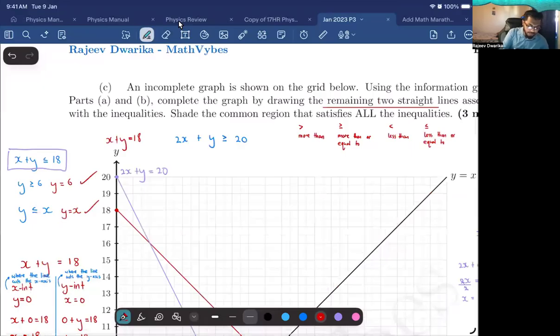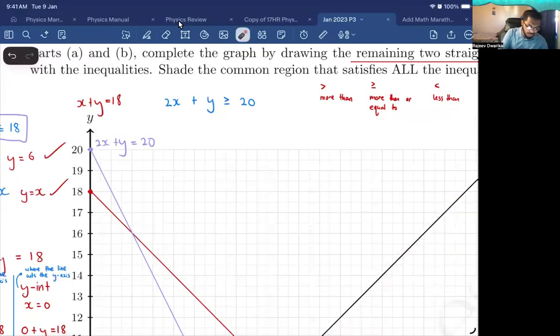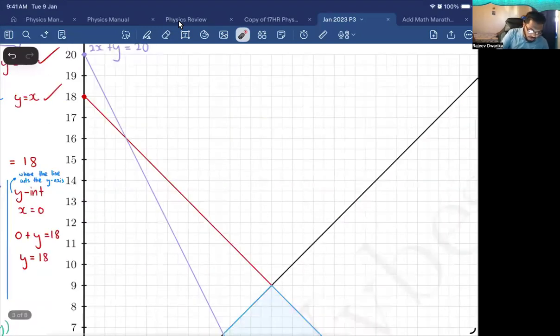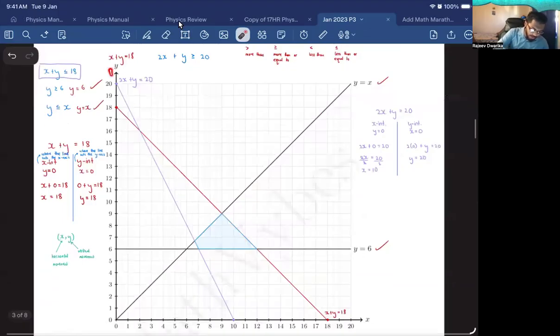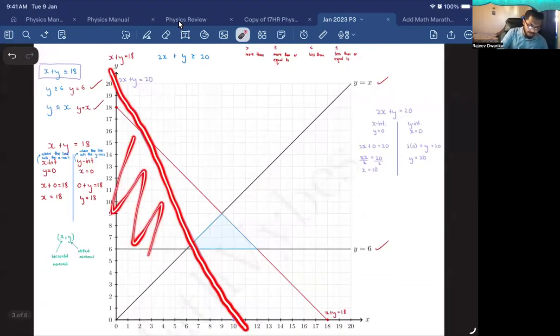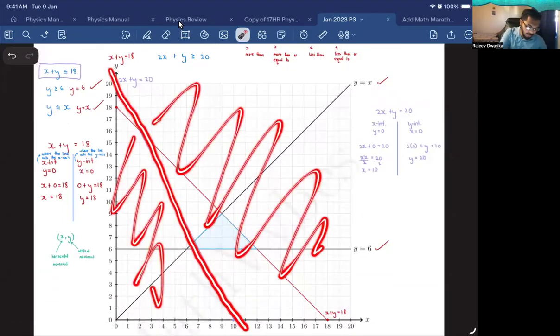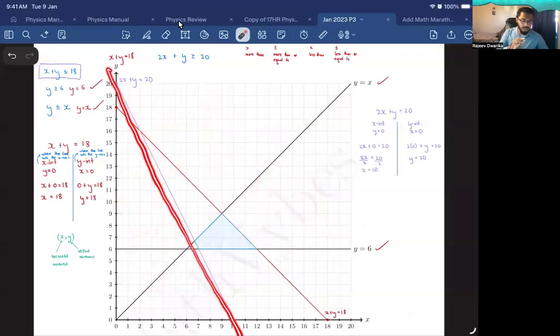Right. So here we need to figure out where we're going to shade that would satisfy this inequality. So 2x plus y needs to be more than or equal to 20. Now, I just told you that the line is going to cut the graph into this portion and this portion, right? Seeing that? It cuts the graph. Yes, sir.